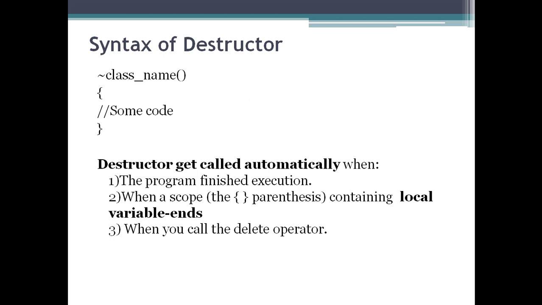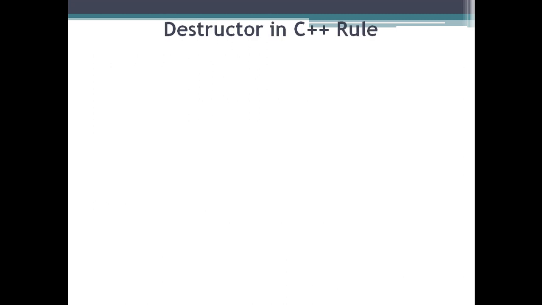The destructor gets called automatically when the program completes its execution, when the scope containing the local variable ends, and if you call the delete operator. When the user calls the delete operator, then the destructor is going to be called automatically, and it deallocates the memory that is allocated for the constructor.